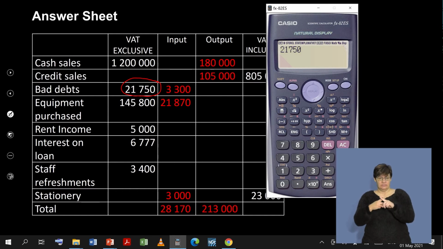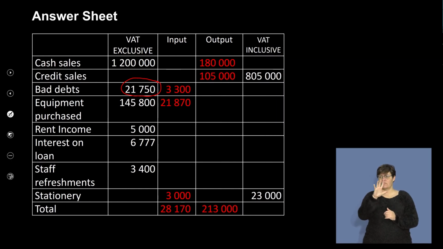21,750 times the 15%, because it's an exclusive amount, to give me a figure of... why am I not getting that figure? Let's try it again. There's something that we're not doing right. 21,750 times the 15% should give me the VAT amount, which is 3,262.50. Okay, so all that we do now is we change that figure, because this figure now is incorrect. Let's change that figure to 3,262.50.